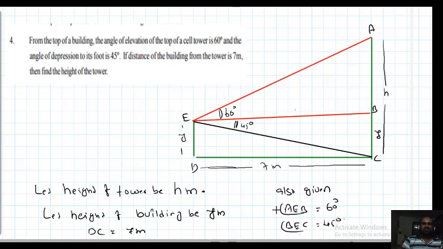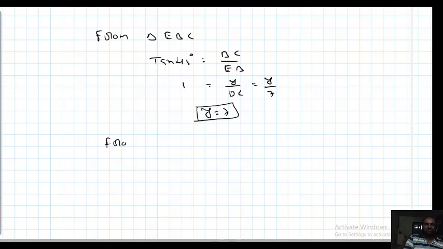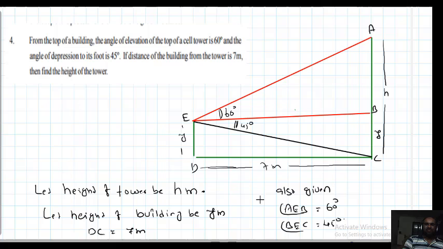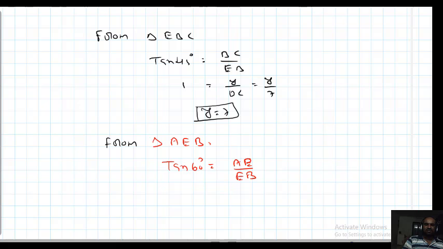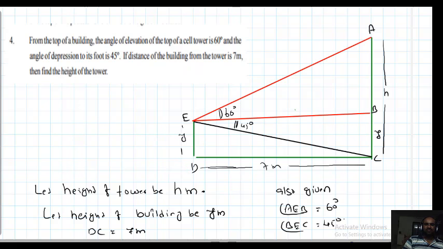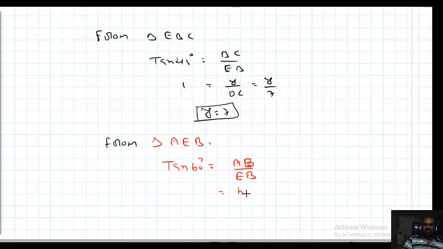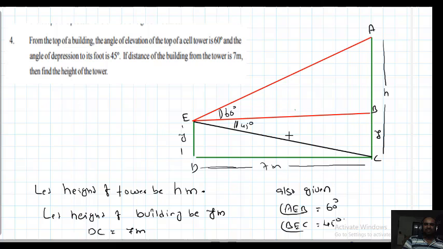So I want to take the triangle ABE now. From triangle AEB, tan 60 degrees equal to AB by EB. AB means what? h minus y. EB means 7, 7 only.